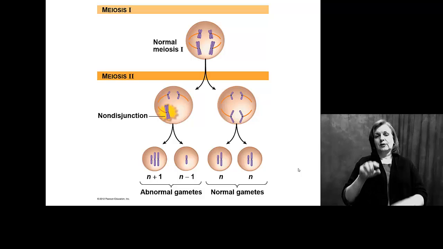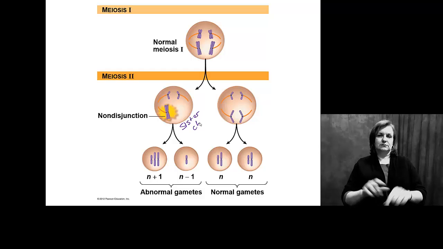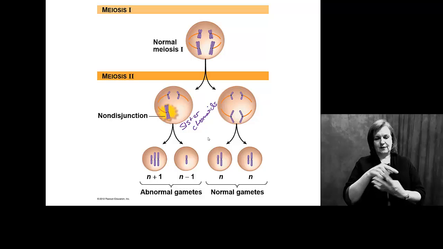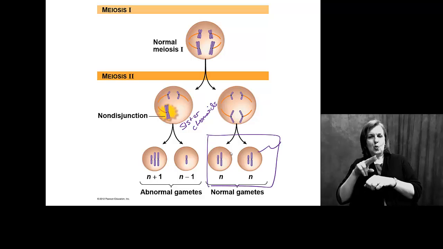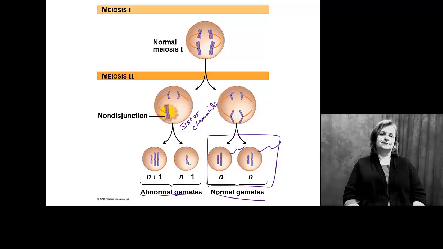Non-disjunction can also occur in meiosis 2, so the sister chromatids don't separate properly. And you see here we actually get some of the gametes that are normal, and then you would end up with several that are not normal as well.